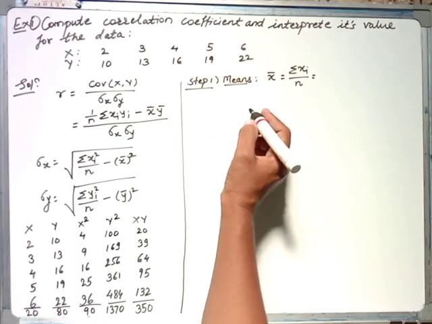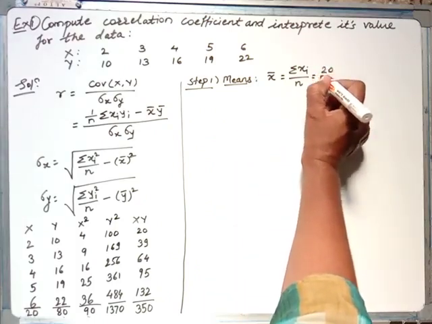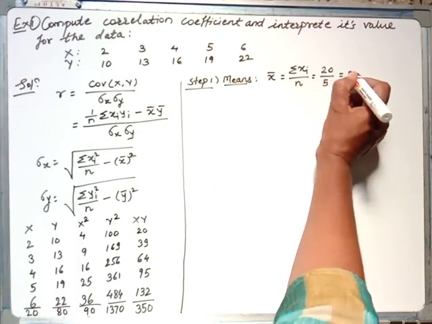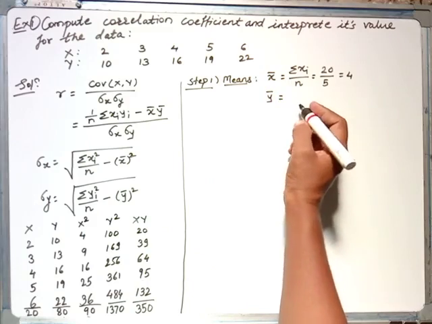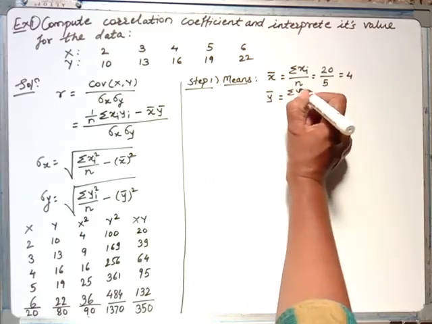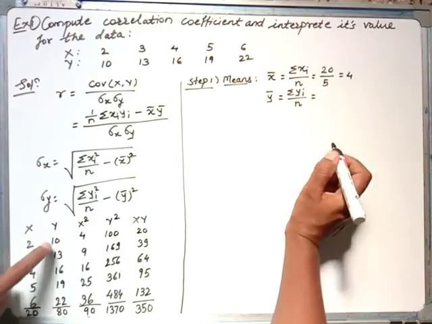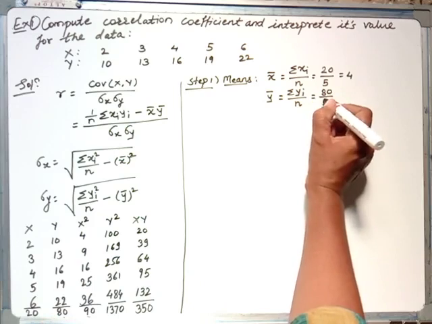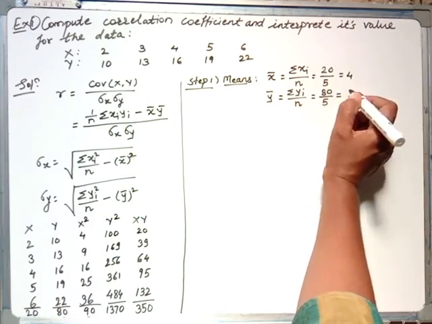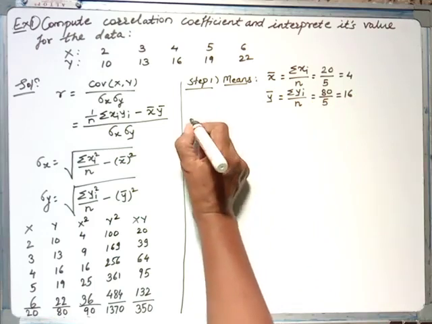So it will be 20 upon 5. So what is x bar? It is 4. What about y bar? Y bar is summation yi upon n. What is summation yi? These are the yi's. It is 80. Again n is 5. So it is 16.